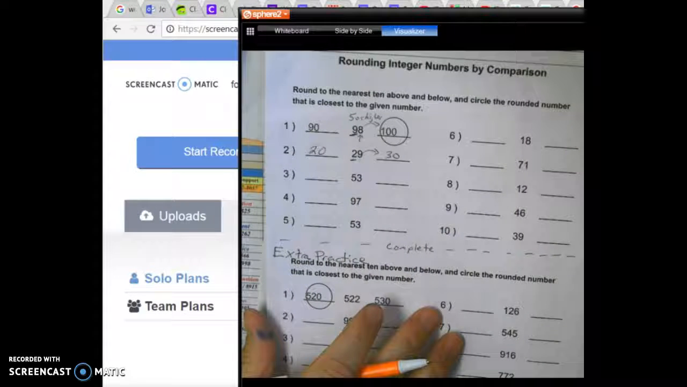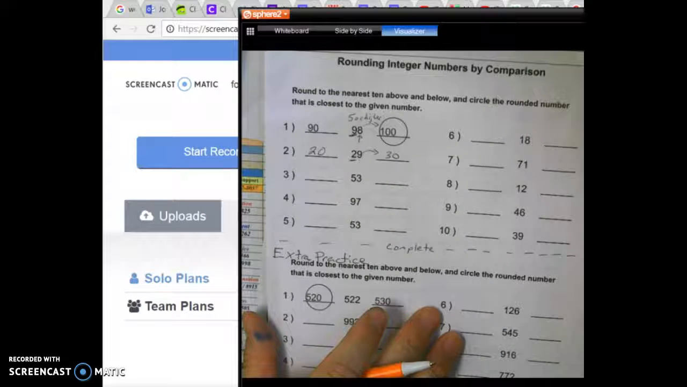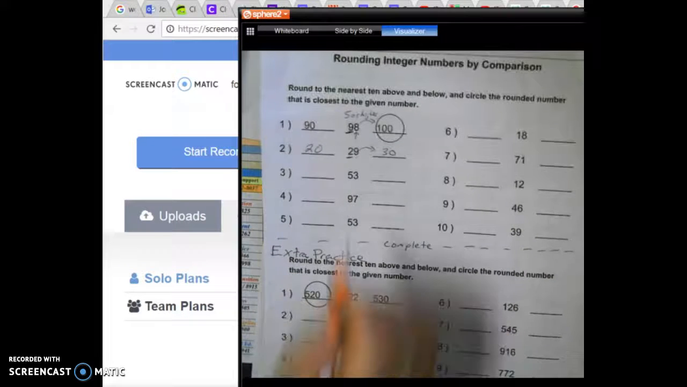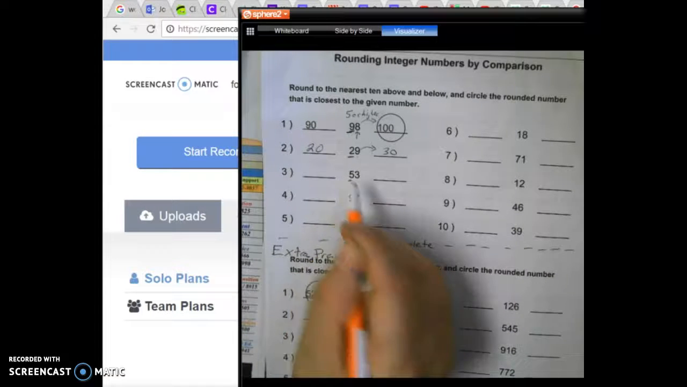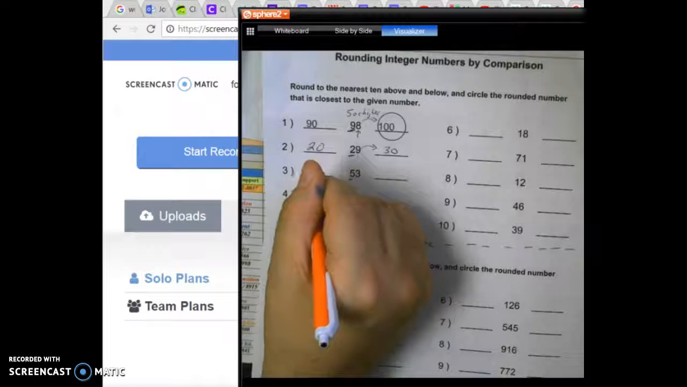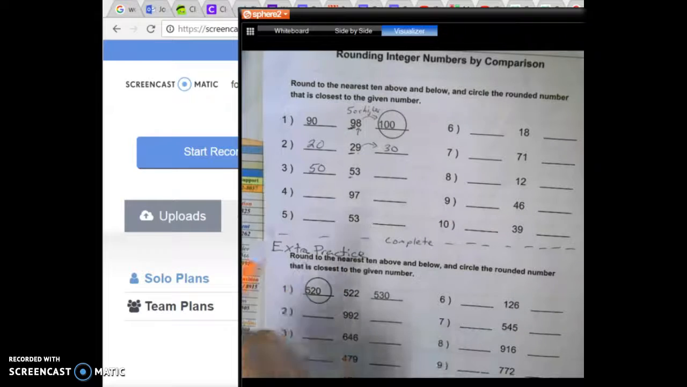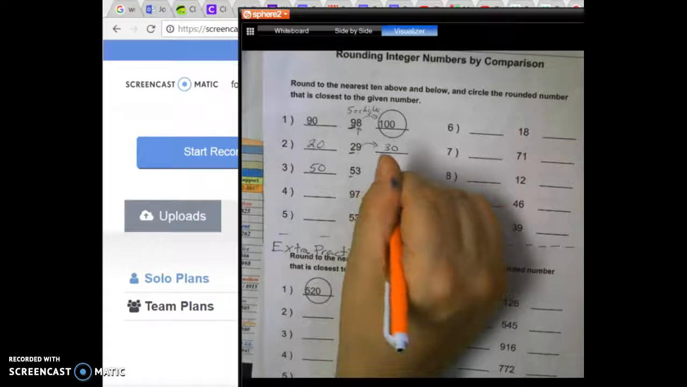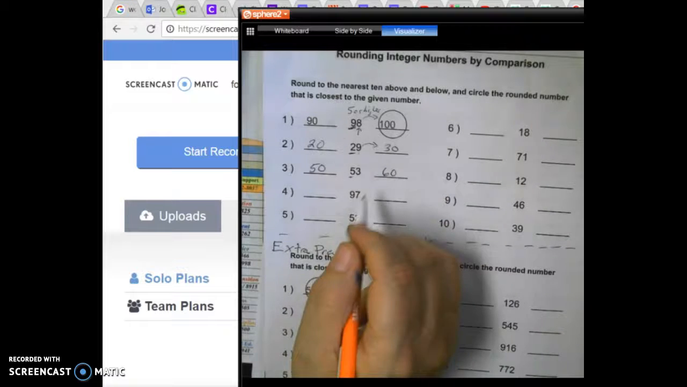And the last one we're going to show today is 53. The number in the tens place is a 5. So we know that our number will be 50. The next 10 that comes after it, 30, 40, 50, 60. So we know that 53 is in between 50 and 60.